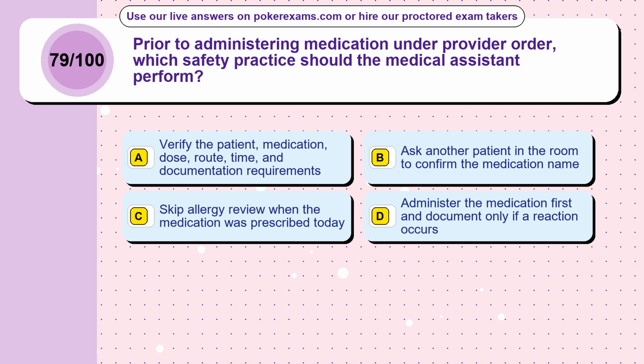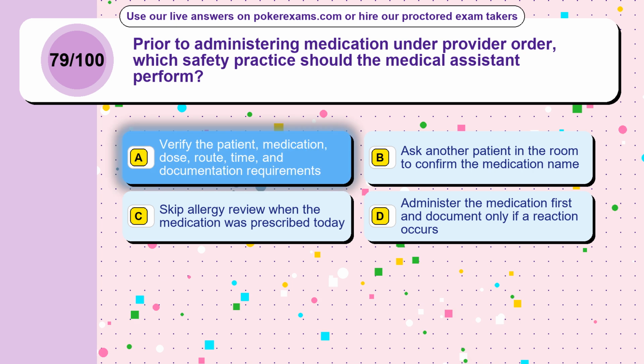Question 79. Prior to administering medication under provider order, which safety practice should the medical assistant perform? Option A. Verify the patient, medication, dose, route, time, and documentation requirements. Option B. Ask another patient in the room to confirm the medication name. Option C. Skip allergy review when the medication was prescribed today. Option D. Administer the medication first and document only if a reaction occurs.